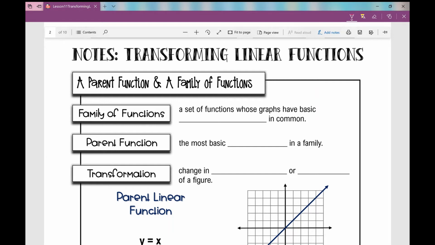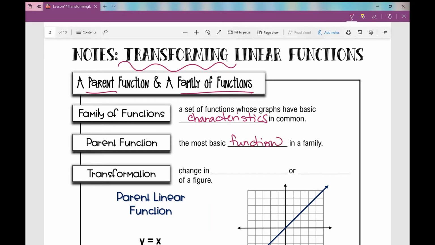Let's get started on today's notes over transforming linear functions, or changing linear functions. And the first thing I want to talk to you about is the parent linear function and a family of functions. What is a family of functions? A family of functions is a set of functions whose graphs have basic characteristics in common. And then a parent function is the most basic function in a family.